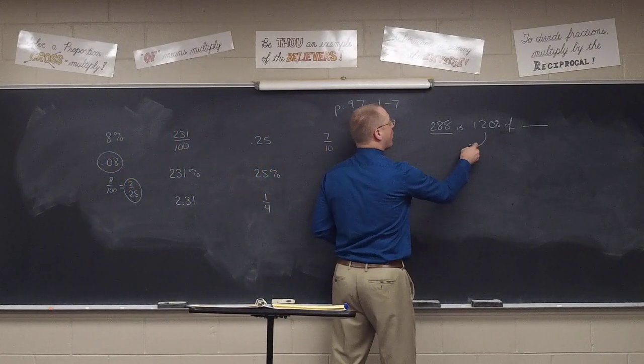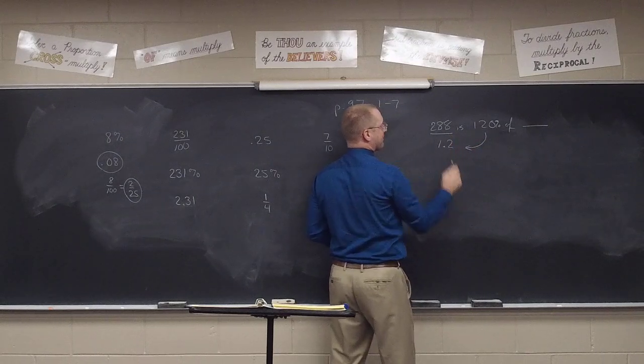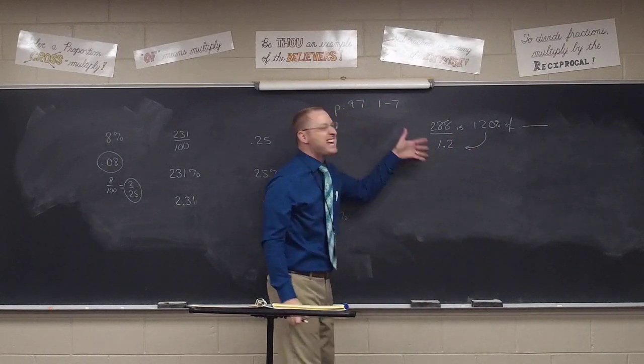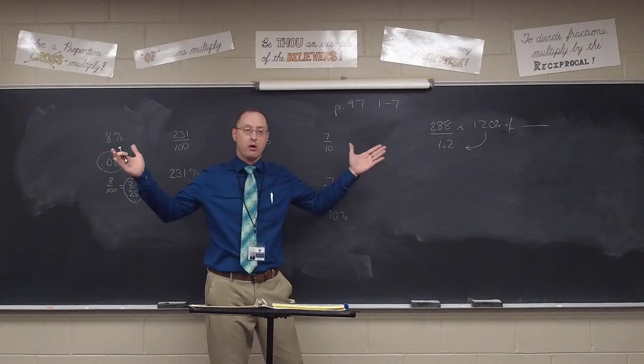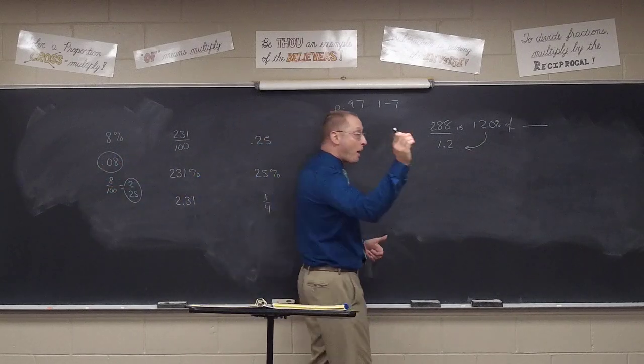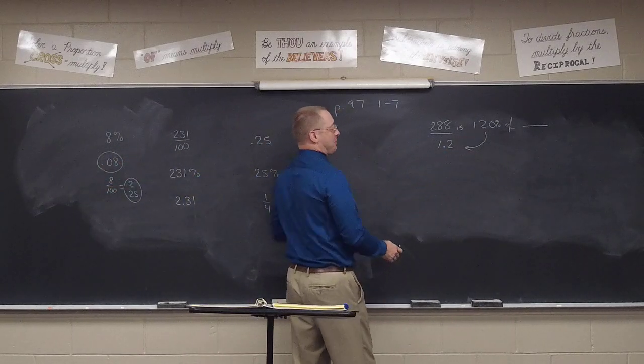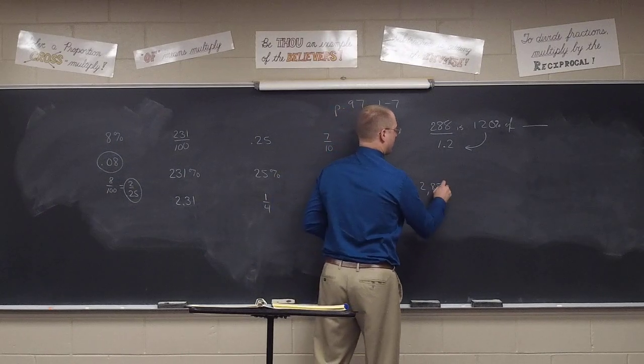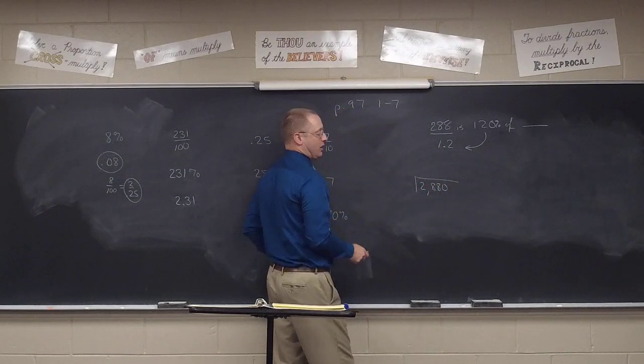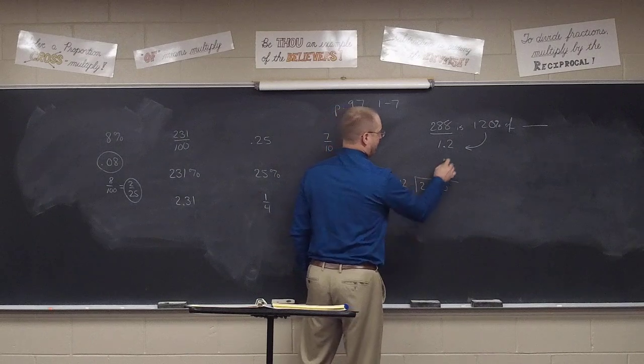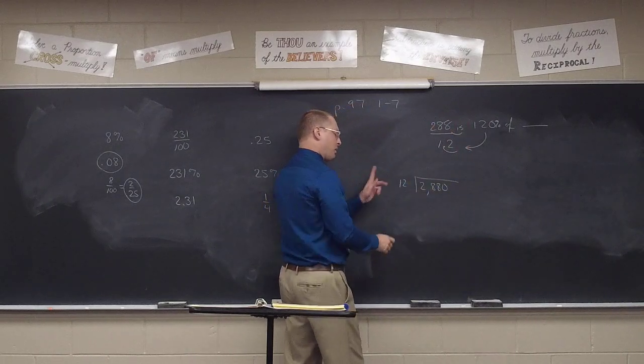1.2. You make it a decimal here, but I can't divide by a decimal. So class, what do I have to do? Boink. And at the top, I have to go boink. So the top number actually becomes 2,880, and outside the division house, we have just a 12. Again, there's the boink and the boink. We know our 12 times tables.